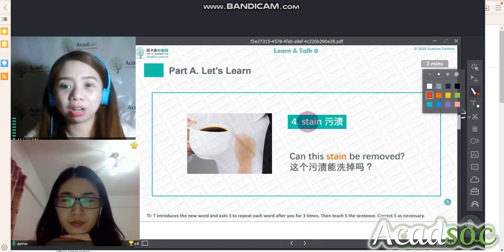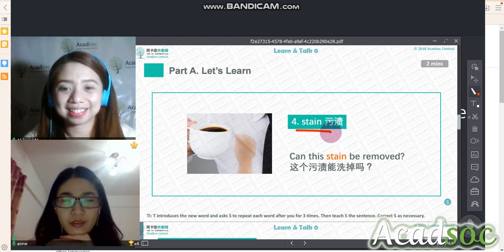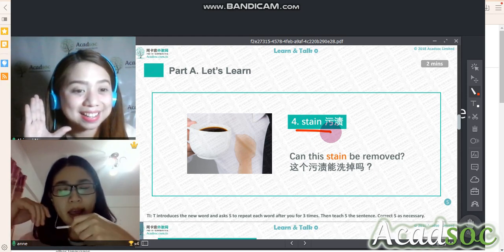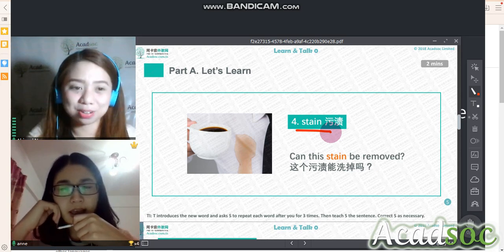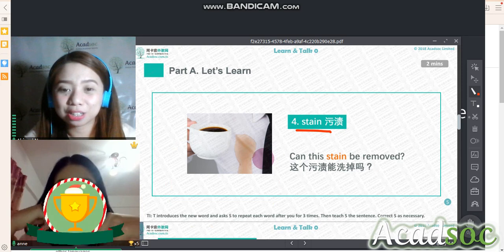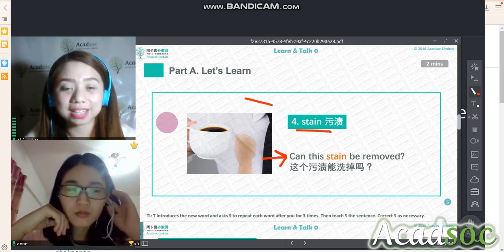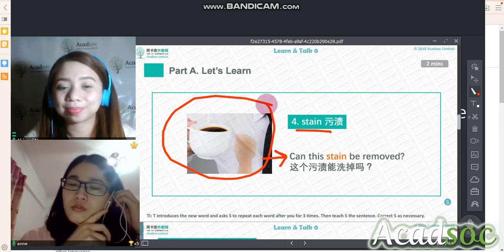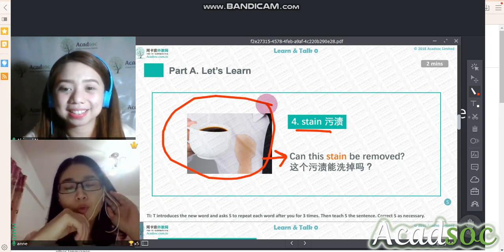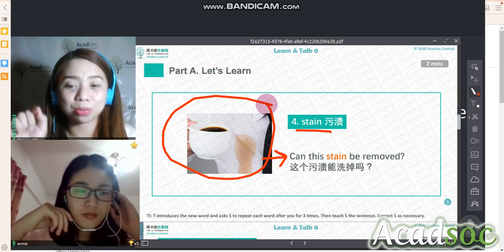Number 4, stain. Stain. Stain. Yes, okay. Stain. Yes, it's better. The sentence example is, can this stain be removed?